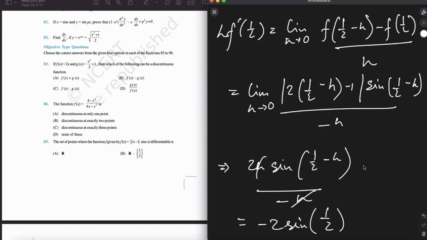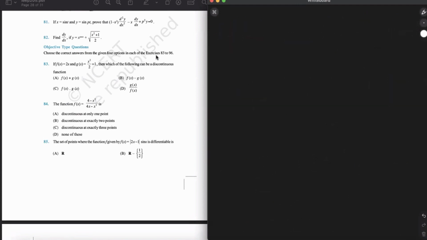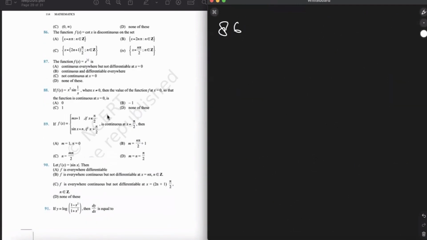Alright, so LF dash is unequal to RF dash. That means it is discontinuous. At what point? At x is equal to 1 by 2. Alright, now let's see the next question, question number 86.